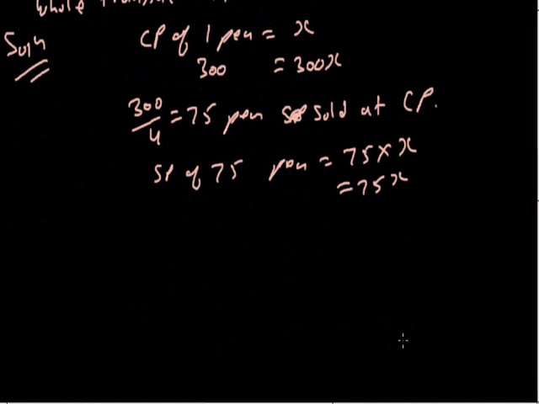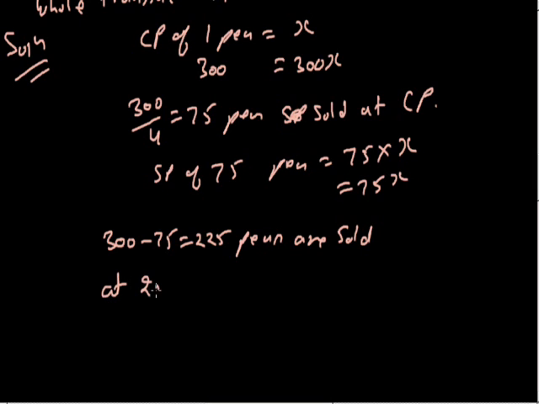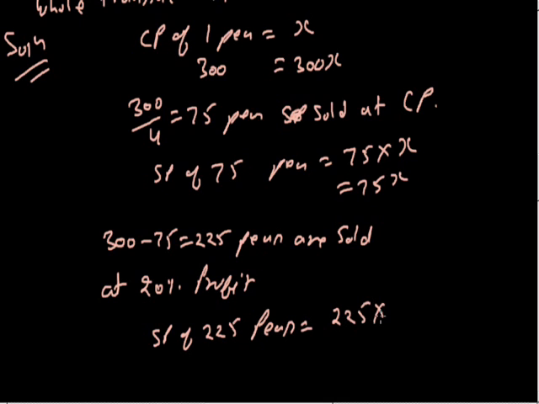Now the remaining pens, that is 300 minus 75, which equals 225 pens, are sold at 20% profit. So the selling price of 225 pens is equal to 225 into (100 plus profit, that is 20 upon 100) into the cost price, that is x.